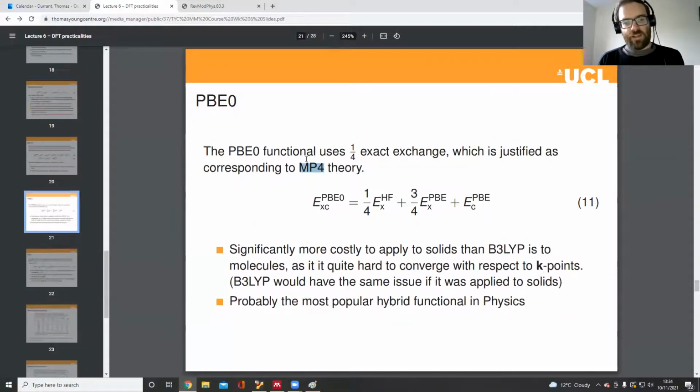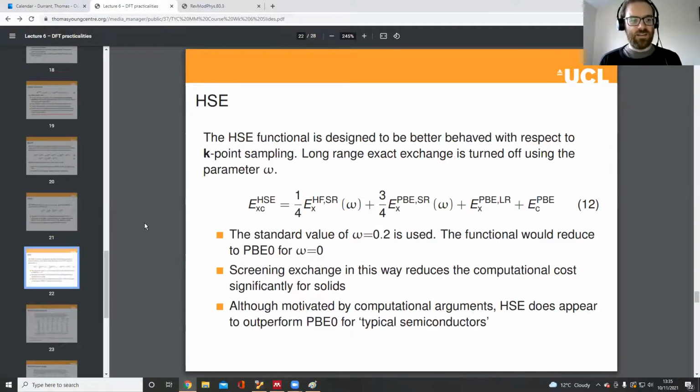It actually turns out, though, that doing hybrid functionals for bulk systems is more challenging numerically than doing it for molecules, because of the need to do k-point sampling. Things like PBE0 don't play that nicely with k-points. So this has led to approximations like HSE, where you dampen off the long-range exchange. This just makes the method much more stable.